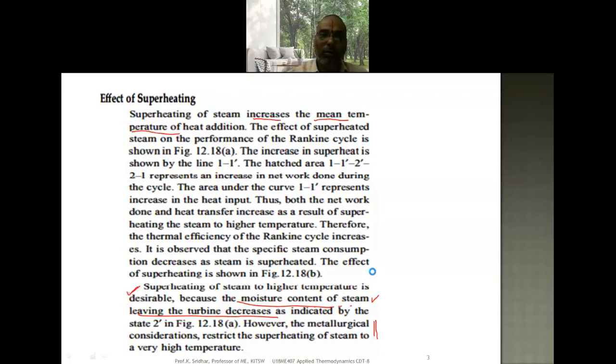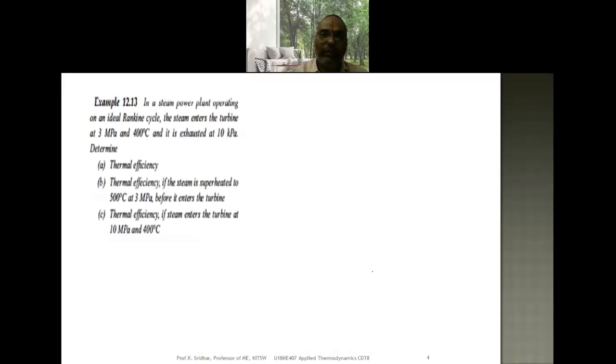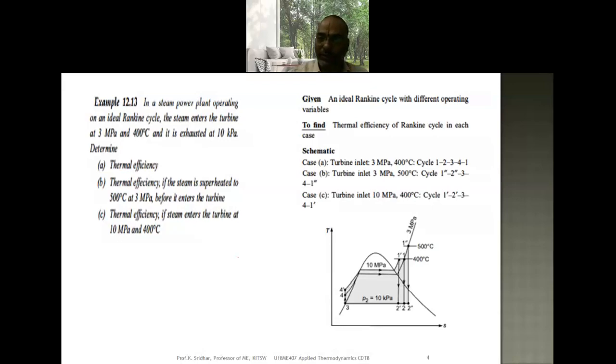Now let us solve a problem on the superheating. So let us go through this particular problem. In a steam power plant operating on an ideal Rankine cycle, the steam enters the turbine at 3 megapascals and 400 degrees centigrade and it is exhausted to 10 kilopascals. So determine the thermal efficiency. If the steam is superheated to so and so condition, also find out the thermal efficiency. The first asks the normal thermal efficiency. Second, under the given conditions, what is the thermal efficiency? Third is also the same, under the given conditions, what is the thermal efficiency?